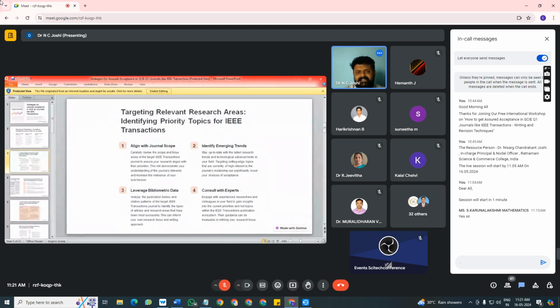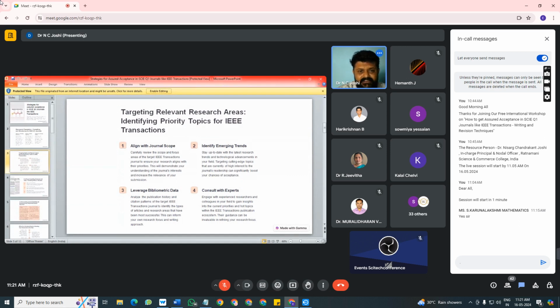Next, targeting relevant research area: identify priority topics of IEEE transactions. For example, if you are going on summer vacation, on a trip to Manali, you have to search what the weather of Manali is and which preparations you are doing for that.